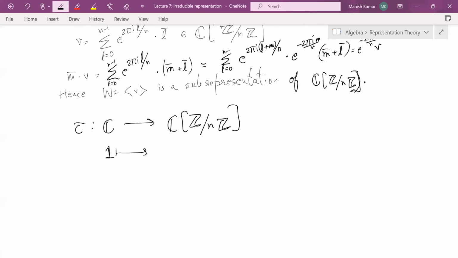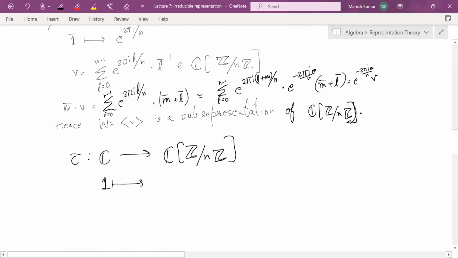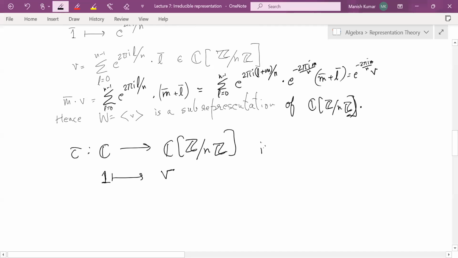So it should pick out this subspace W. Yeah. So you can send it to this vector V. And once you know where one goes, you know where any other element of C has to go, because the linear map is G-equivariant.